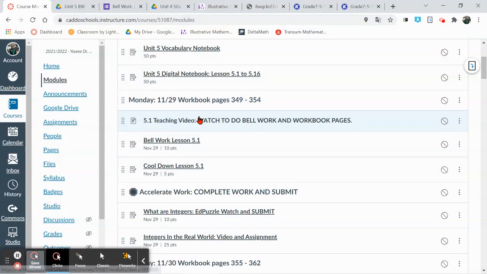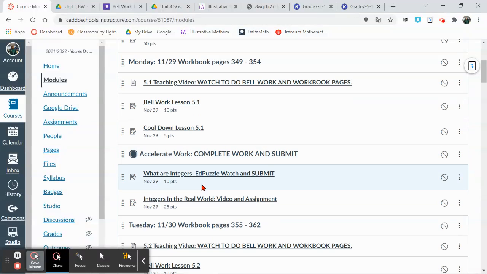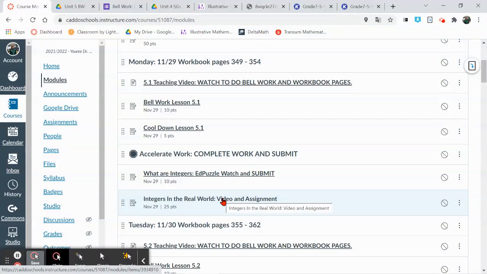So, you're done with the video. You should have the Bellwork, the workbook pages 349 to 354. You need to make sure you do the cool down. You watch the video. You do it on scratch paper on the back of page 353. Then you go to the Edpuzzle, watch it, and complete it. Then Integers in the real world. If you run out of time, you'll have time tomorrow.